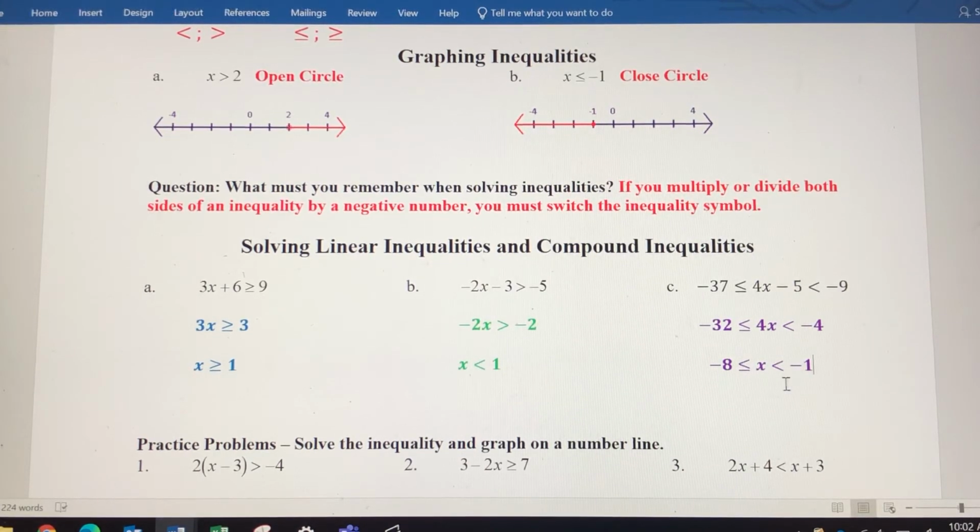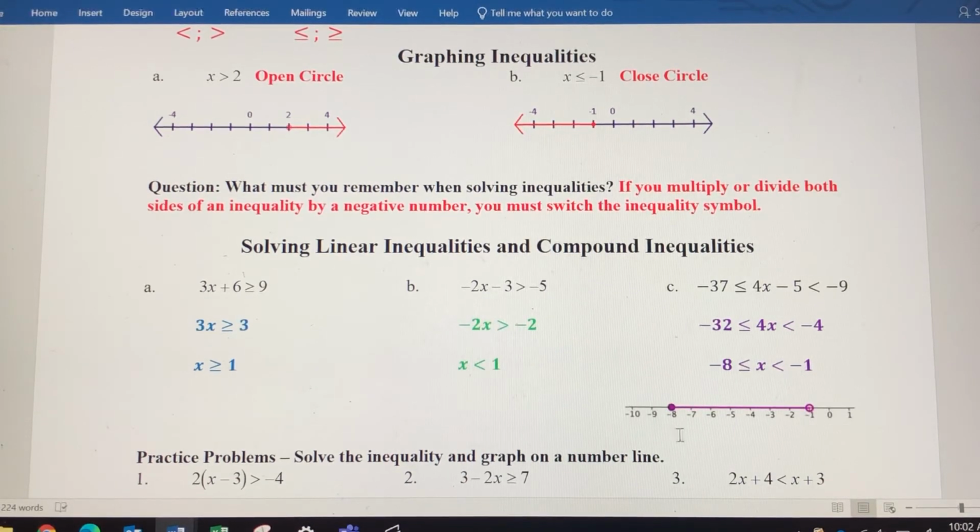So I wanted to graph this one real quick for you. So we're going to have a closed circle with the negative 8. We're going to have an open circle with the negative 1, okay? And we're going to connect those 2 points with the line. So everything on this purple part of this number line is a solution of this inequality, okay? Remember, inequalities have ranges of solutions generally, okay? So it's not just one answer like with our linear equations, it's a range of answers.